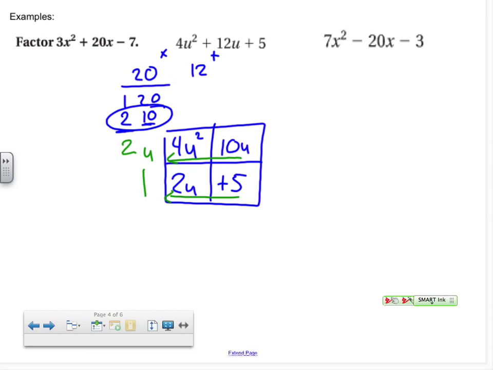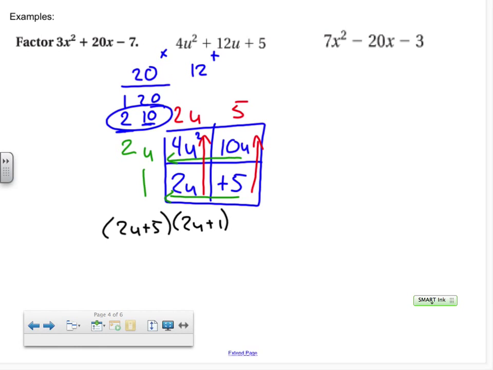Going up, 2u and 4u squared both have a u, and the greatest factor 4 and 2 have in common is 2. Going up here, 10u and 5 are both multiples of 5. So our factored form here, our width, 2u plus 5, times our height, 2u plus 1.